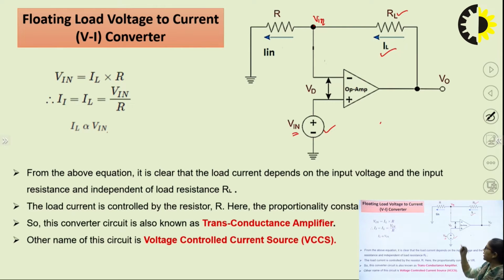Let us consider the current across this load is IL and the current across this resistance is I in. As we know, the current entering inside the op-amp is always 0. Why is the current entering inside the op-amp 0? Because of the very high input impedance of the op-amp. This is one of the ideal properties of the op-amp, that its input impedance is infinite. Practically it is very high, in mega ohms.